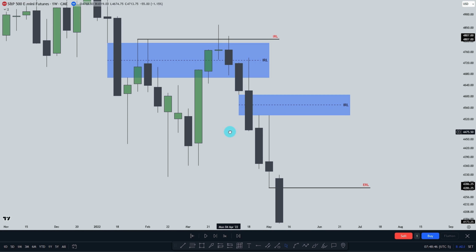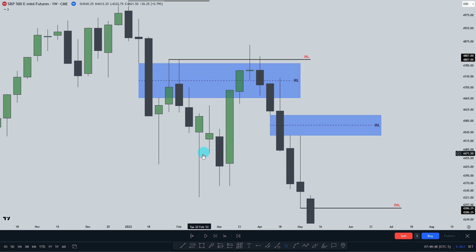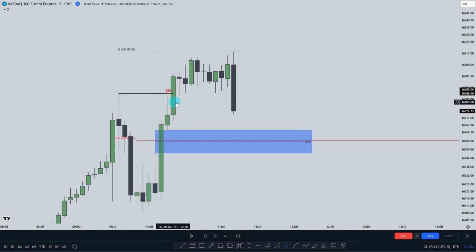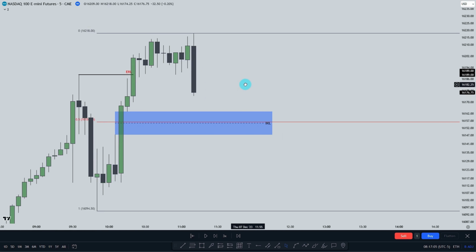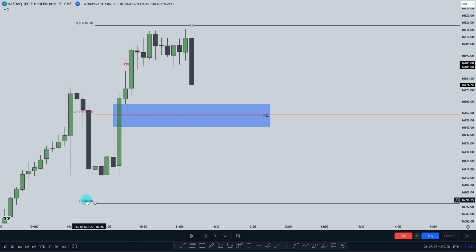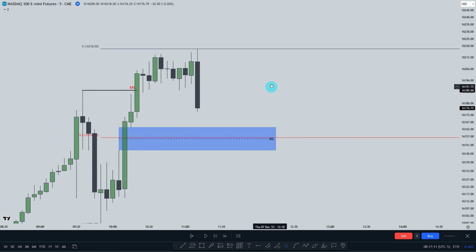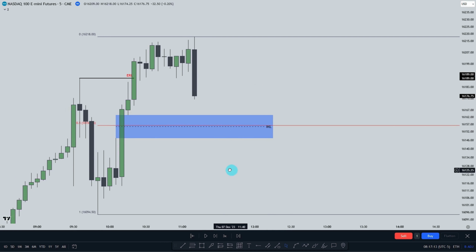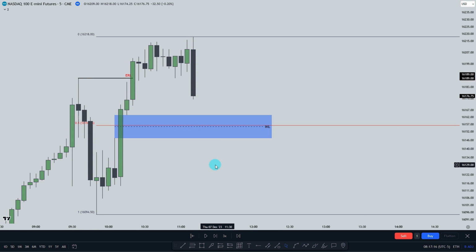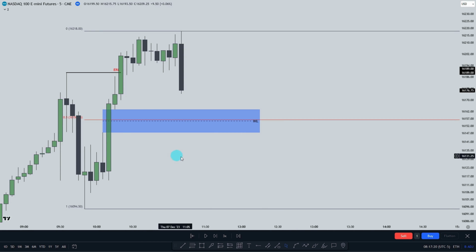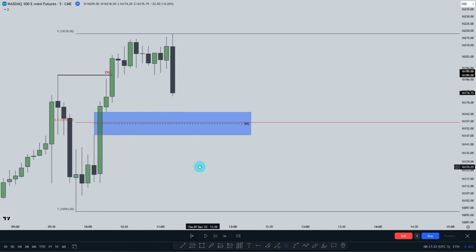So for this example, we see price moves from external range liquidity to internal range liquidity, and from internal range liquidity to external range liquidity. Right here, we see price taking out external range liquidity, and then we want to use our Fibonacci tool from external range liquidity down here to the new external range liquidity to determine the premium and discount, and then we want to find internal range liquidity within the discount of the range. And that we have right here with this fair value gap.